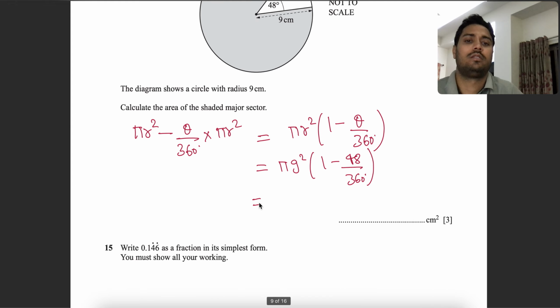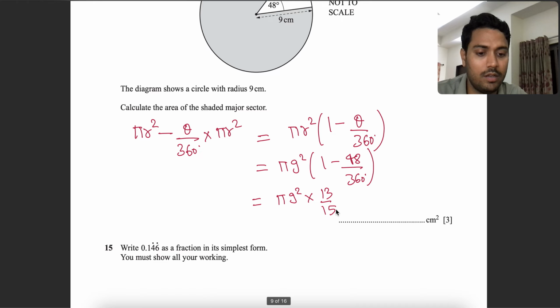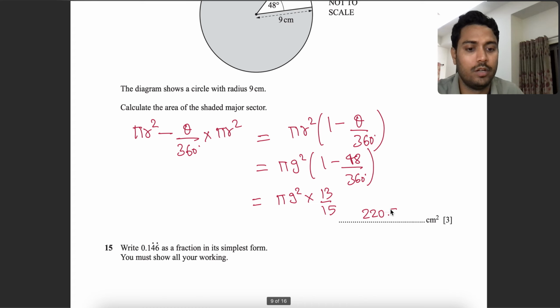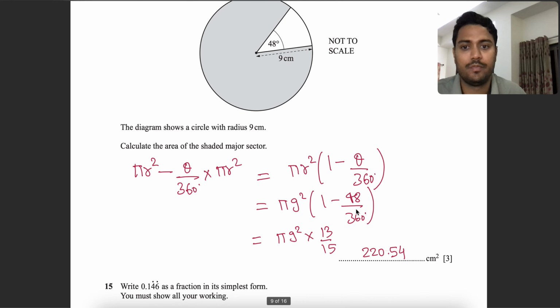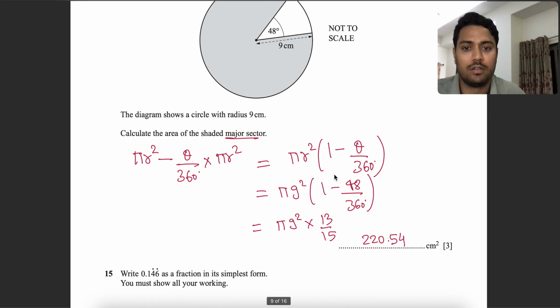So let's do the fraction part first. So 1 minus 48 divided by 360, bracket close, and the answer is 13 by 15. So pi 9 square multiplied by 13 by 15. So 13 by 15 multiplied by 9 square multiplied by pi, and the answer is 220.54, this much centimeter square. So that's the area of the shaded major sector.